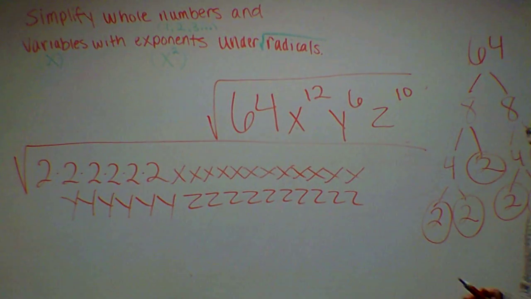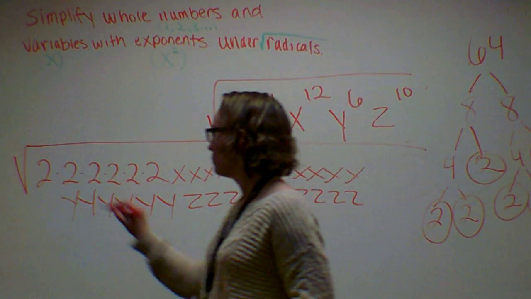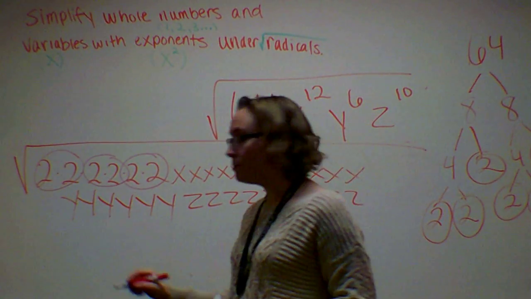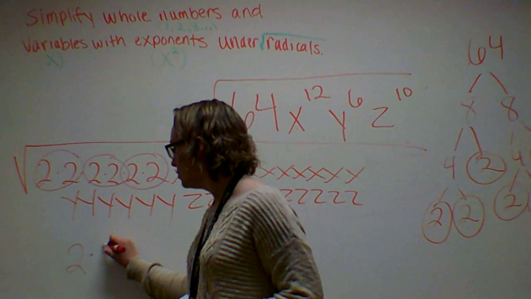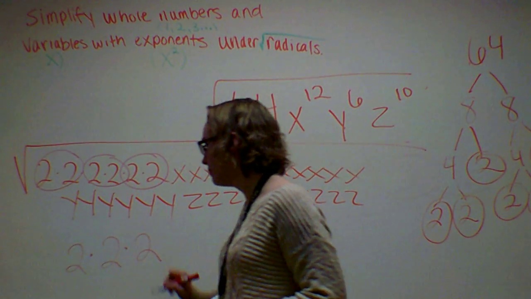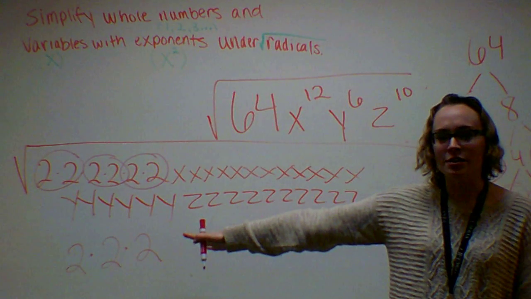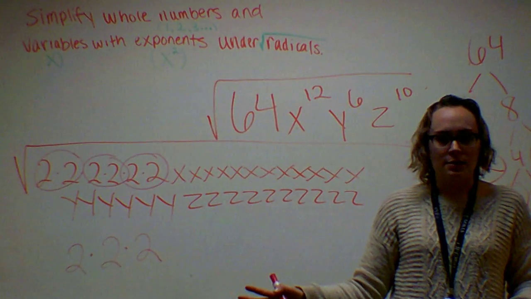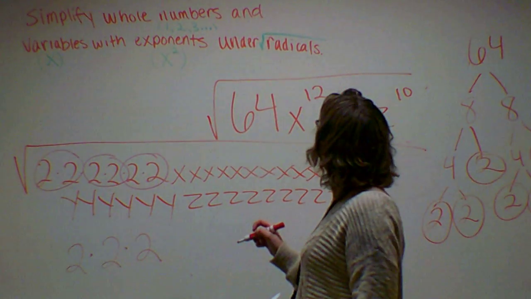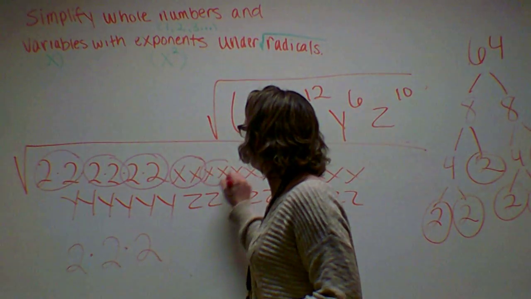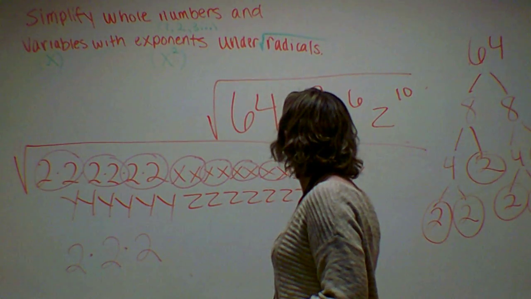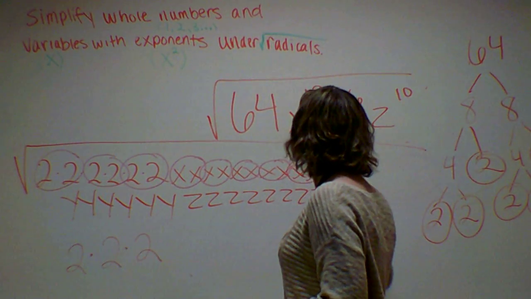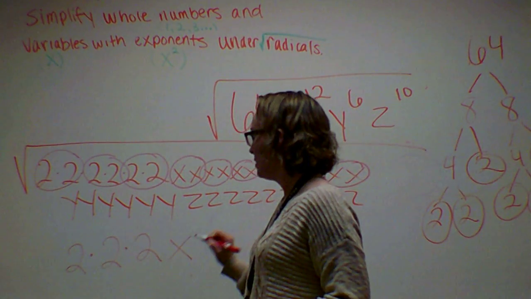Okay, how many pairs of shoes do I have? 3. So that means I'm pulling out 3 twos. What's happening in between them? Multiplication. We are only multiplying. Don't do anything else. How many groups of x's? 6. Good job. So x to the 6.